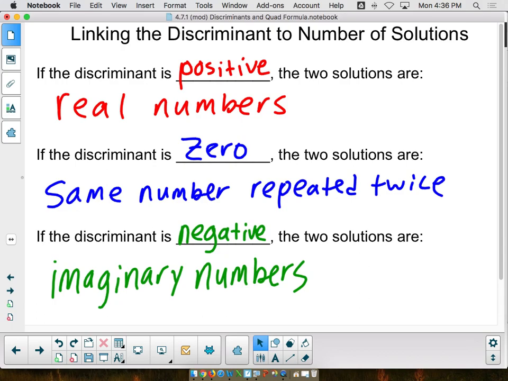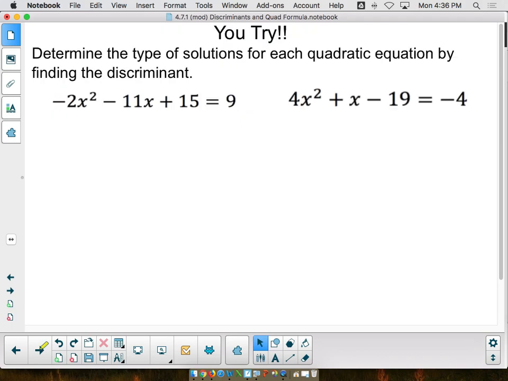It still uses the same number system that we think of, but it brings in some things that you haven't dealt with mathematically before. So if we have a negative discriminant, there will still be two solutions, but those solutions are going to be imaginary numbers.